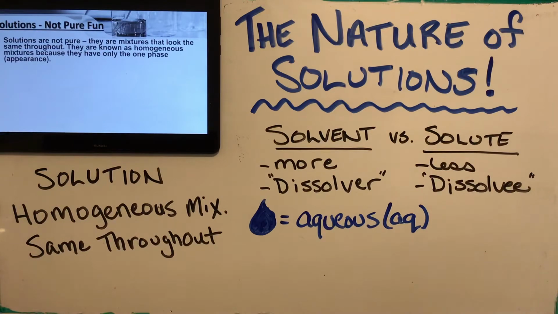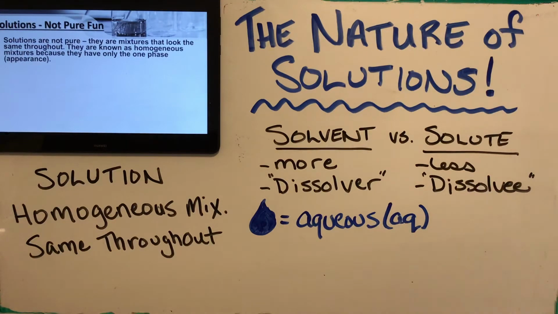So solutions, they're not pure substances. They look like they should be because there's only one phase, right? But they're actually a mixture. If you remember from grade 9, matter breaks down into pure substances and mixtures. And then within the mixtures, there's homogeneous mixtures, which look the same throughout. And then there's heterogeneous mixtures, where you can see the different pieces and parts of them.